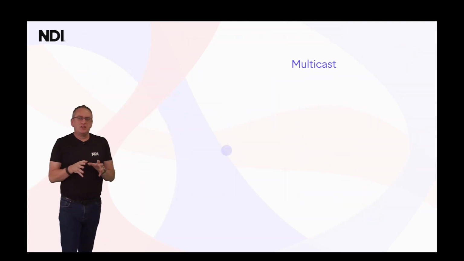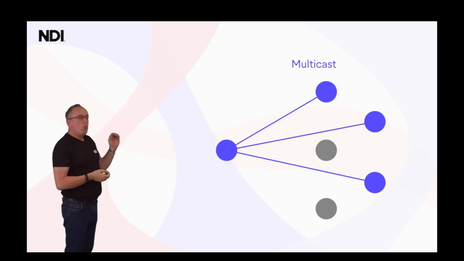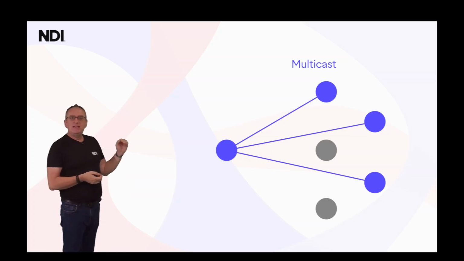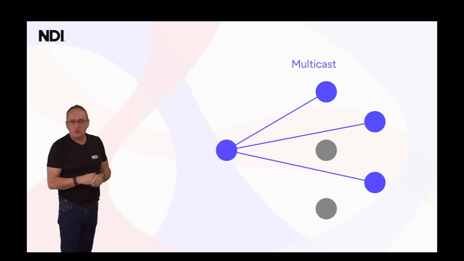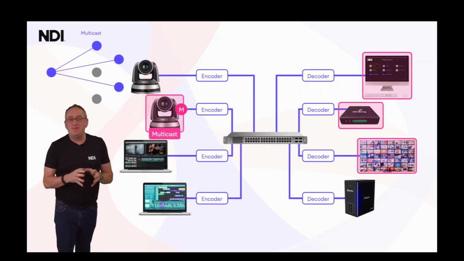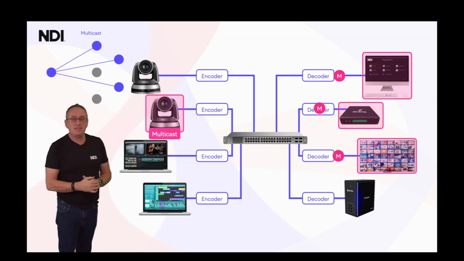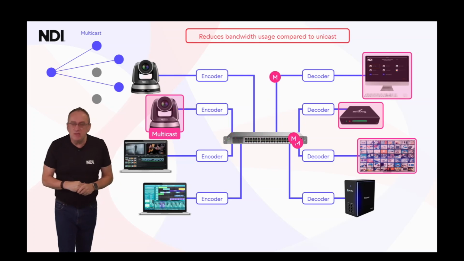You see, multicast is a one-to-many communication model. It allows one sender to transmit data to multiple receivers that have joined a specific multicast group. For AV over IP, multicast is often preferred for sending the same video or audio stream to many devices, in other words, multiple displays, as it reduces bandwidth usage compared to unicast.